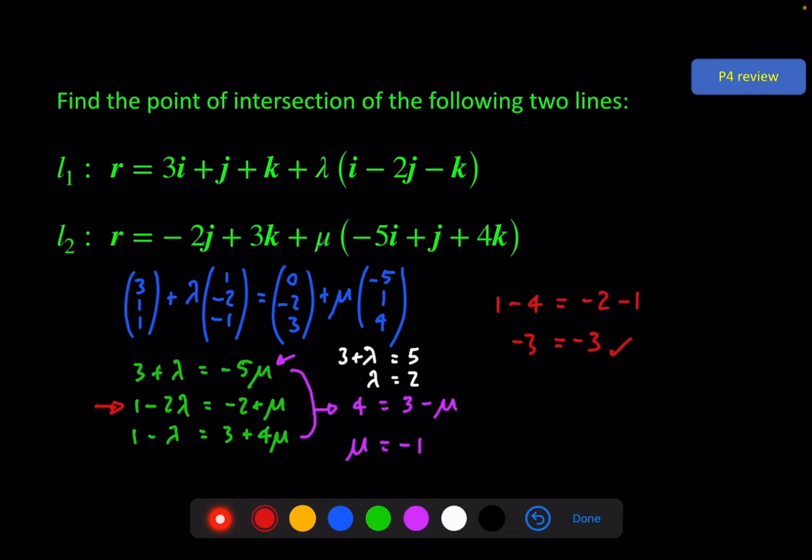And don't stop there, because the question wants the point of intersection, not the values of mu and lambda. So we need to put this back in to one of our original equations and find the position vector. So I'm going to put in lambda is equal to 2. So 3 plus 2 gives me a 5. 1 minus 4 gives me -3. And 1 minus 2 gives me -1. So this is the position vector of the point. So the point itself has coordinates 5, -3, -1.